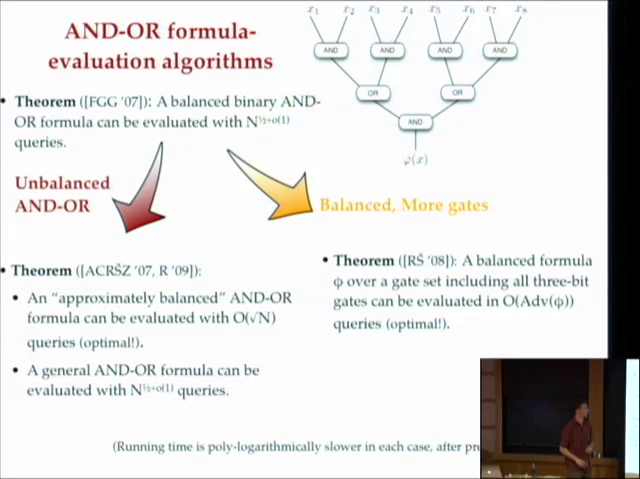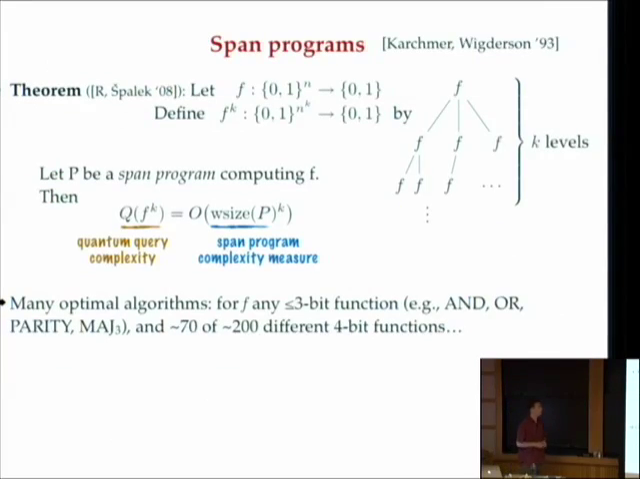But maybe a more interesting generalization was to keep the balance condition and extend the gate set. This was Robert and I. We showed that if you have a balanced formula over a gate set that includes all 3-bit gates and a few more, then you get an optimal quantum algorithm for evaluating these kinds of formulas. I want to explain where this comes from a little bit. Here's a special case of the theorem from that paper. Let f be an arbitrary Boolean function, and define f^k to be the same function composed with itself to a depth of k. So f^k is a function on n to the k bits.